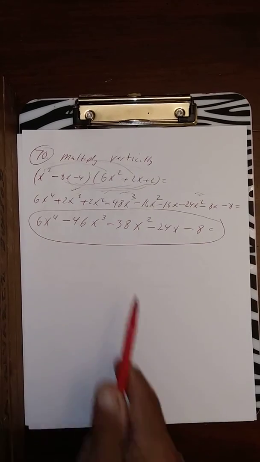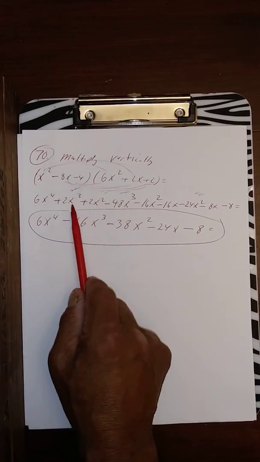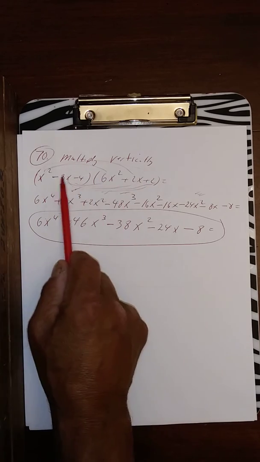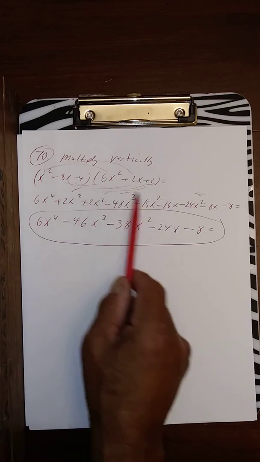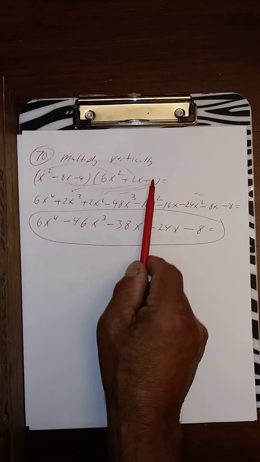Multiply vertically, well, just do it across. First times first is that. First times second is this. First times last, there it is. And then negative 8 times this, negative 8 times that, negative 8 times that. Last one, negative 4 times that, negative 4 times that one, and negative 4 times that, negative 8.